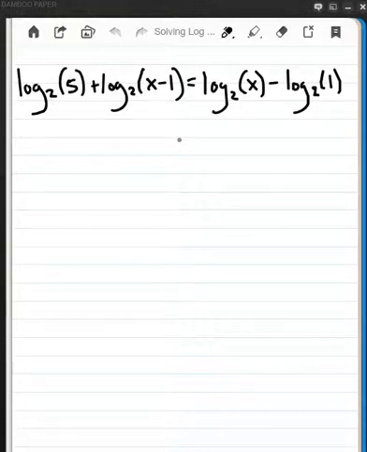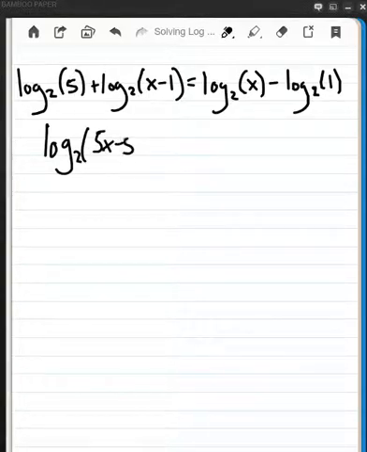Okay, this is why it's important to know how to expand and condense log expressions, because notice all of these have a base of 2. So if I wanted to, on the left, I could condense this into one log function. These are two logs being added together. When you add two logs with the same base, you can rewrite it as one log with the arguments being multiplied. So 5 times x minus 1, which would be 5x minus 5.